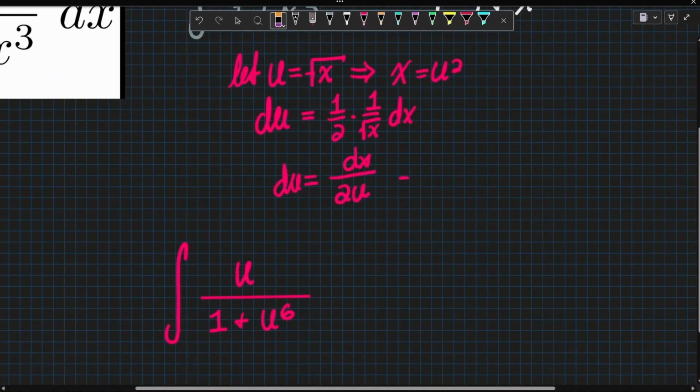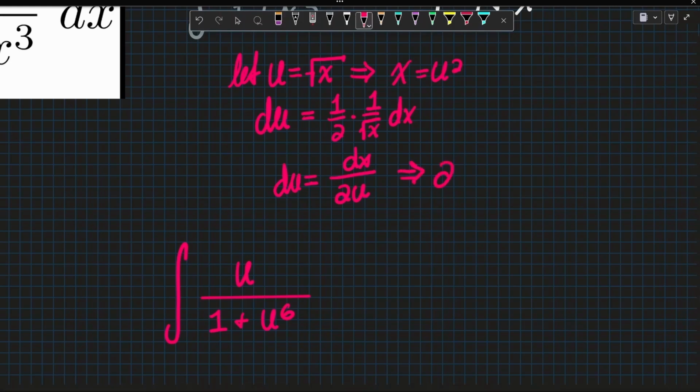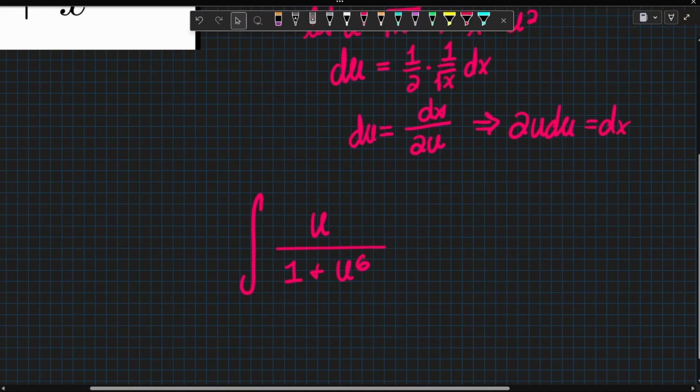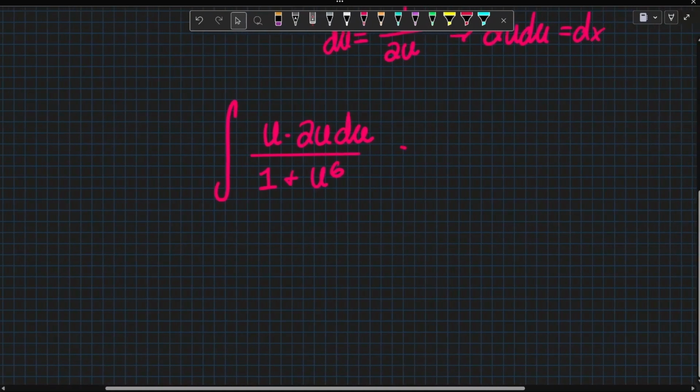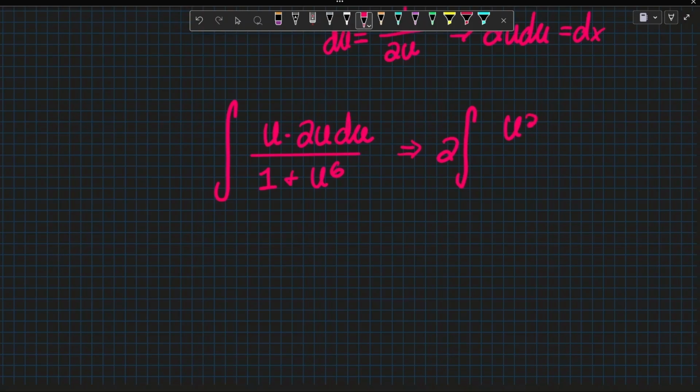In other words, what do we get? We get 2u du is equal to dx. So let's plug that into there. We get u times 2u du. Okay, first of all, let's factor out that 2 and square the u's. We get now 2 times u squared over 1 plus u to the power of 6 du.